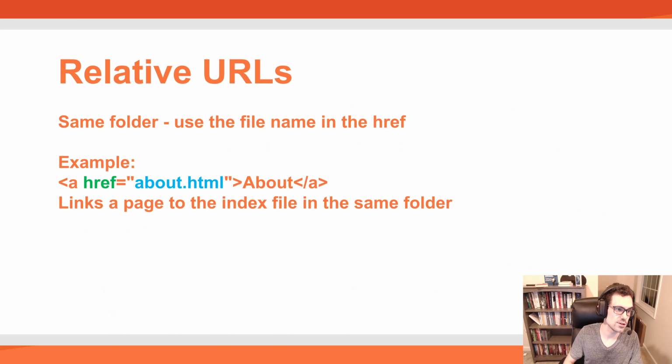So here is how you do that. The first one is called a same folder, which is what I just explained. It's where you use the file name in the href. So this example here links a page to the index file in the same folder. It would be like, for instance, linking the index page to the about page as an example.